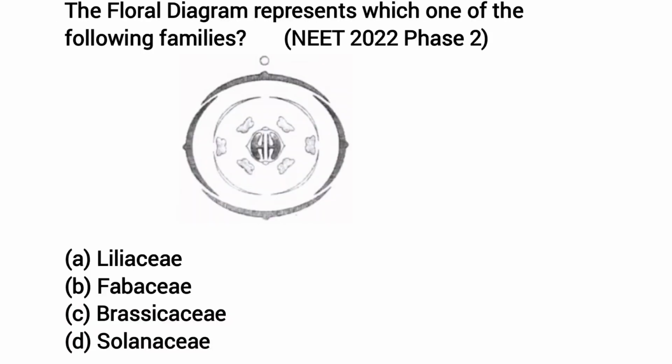Next one, the floral diagram represents which one of the following families? Again, it's an easy question. If you observe the ovary, it shows parietal placentation. Parietal placentation means the ovules are present at the periphery. So parietal placentation is seen here, and easily you can identify this as the Brassicaceae family. So this is a floral diagram of the Brassicaceae family. Option C is the correct answer for this question.